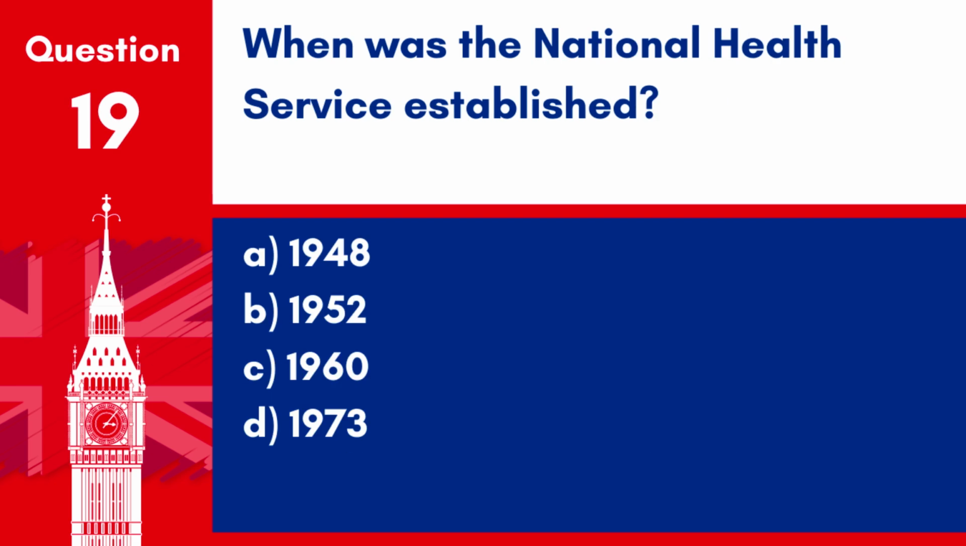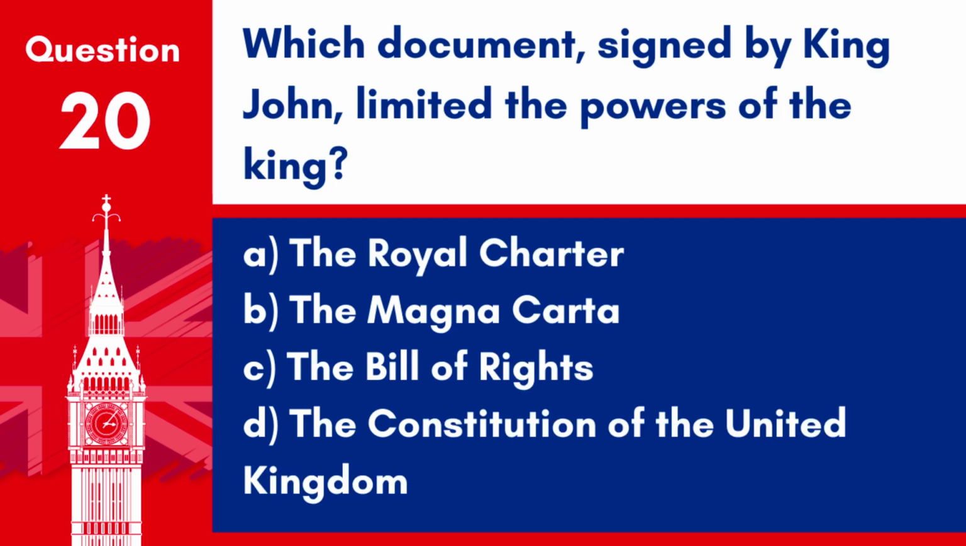Question 19. When was the National Health Service established? A. 1948. B. 1952. C. 1960. D. 1973. Answer: A. 1948. The National Health Service, NHS, was established in 1948 to provide healthcare services funded by taxation, available to all UK residents.